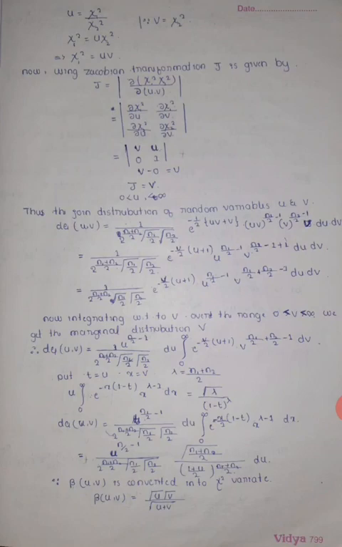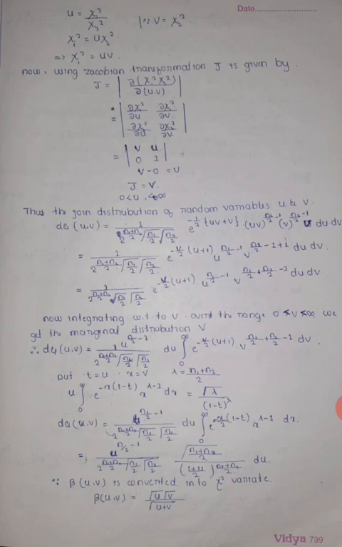2 raised to (n1 plus n2) upon 2, gamma of n1 by 2 into gamma of n2 by 2, du, integration from 0 to infinity of e raised to minus x by 2 into bracket (1 minus t), times x raised to lambda minus 1 dx, which equals u raised to n1 by 2 minus 1 divided by 2 raised to (n1 plus n2) upon 2, gamma of n1 by 2, gamma of n2 by 2, into gamma of (n1 plus n2) upon 2 divided by (1 plus u) by 2 raised to (n1 plus n2) divided by 2, du.